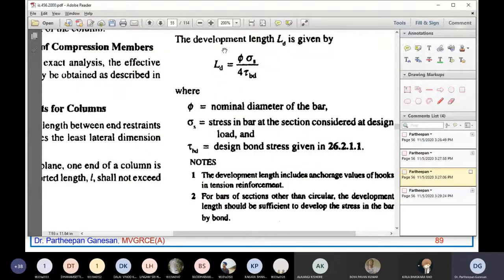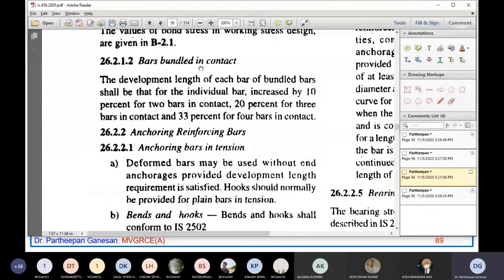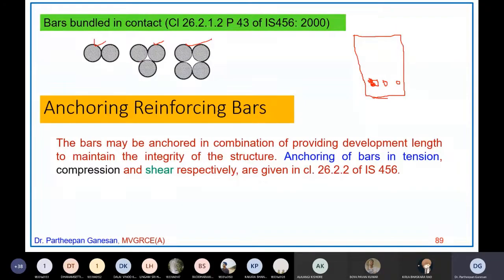The development length of each bar of the bundle shall be that for the individual bar increased by 10% for 2 bars in contact, 20% for 3 bars in contact, and 33% for 4 bars in contact. So the development length will be 1.1 times that of an individual bar for 2 bars, 1.2 times for 3 bars, and 1.33 times for 4 bars.